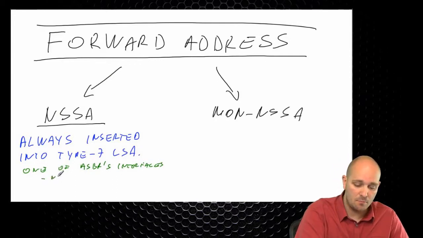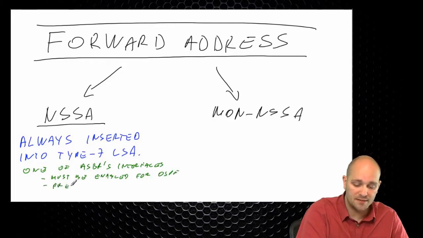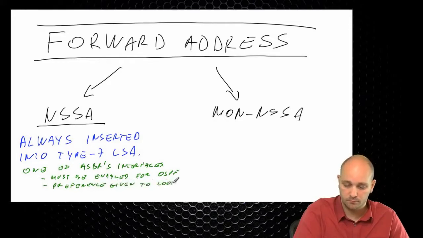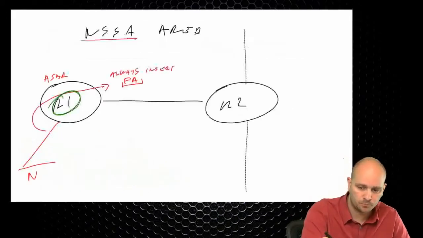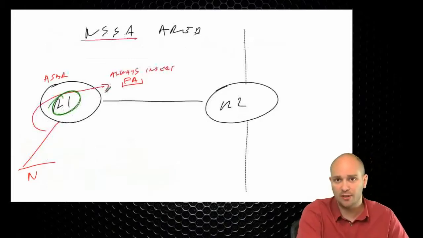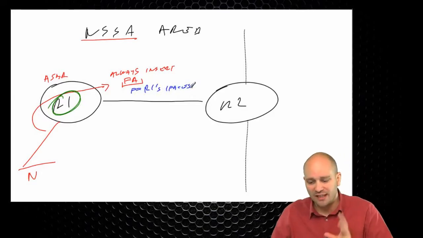And this interface must be enabled for OSPF. And preference is given to loopbacks. So when this router here injects these routes into the OSPF, when it generates type 7 LSAs, the forwarding address will be one of R1's interfaces.